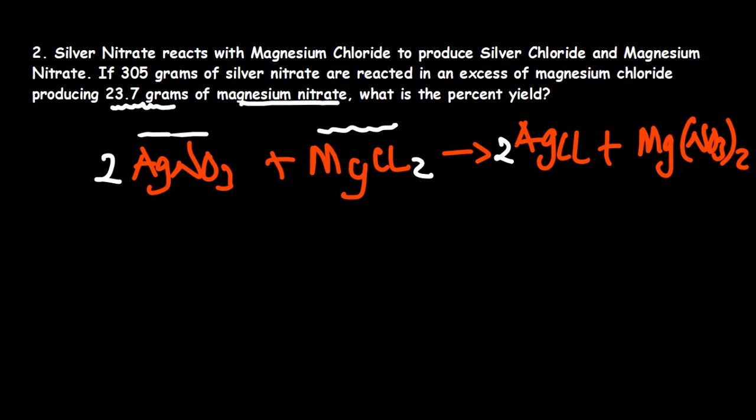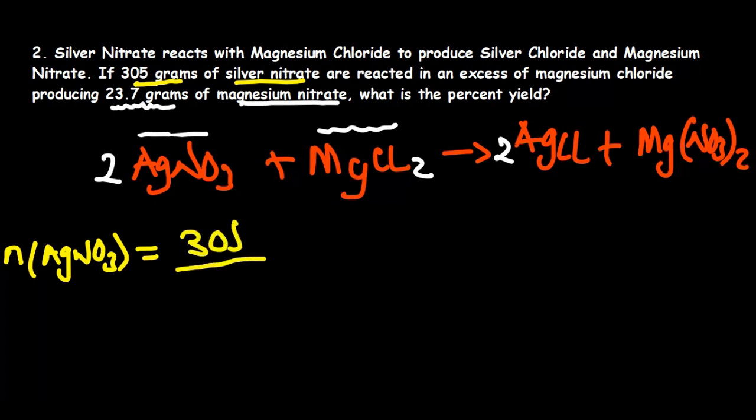So now our job here is to find the theoretical yield. How are we going to find it? We are going to get the mass given here of silver nitrate and convert it to moles. So moles of silver nitrate is equal to the given mass, which is 305, divided by its molar mass. What is the molar mass of silver nitrate? You just add the mass of silver plus the mass of nitrogen plus 3 times the mass of oxygen.